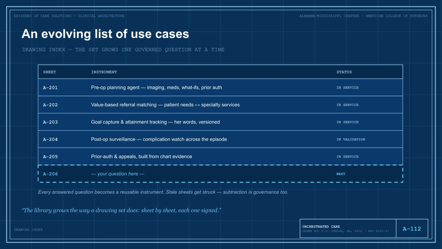Our library of use cases continues to evolve, adding new governed instruments like post-op surveillance or referral matching. Every new question answered becomes a reusable tool. We strike stale sheets as needed, because subtraction is also a form of governance. The library grows as our drawing set does, sheet by sheet, each one signed.